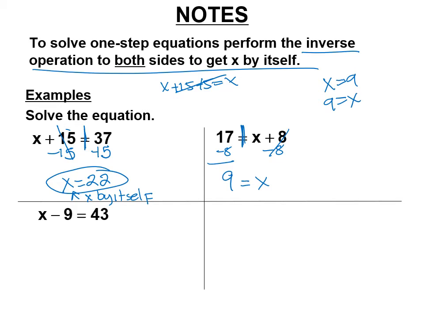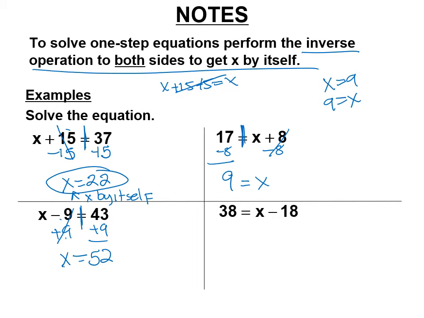Okay, so when it was add, we subtracted. So what do we do when it's subtract in the problem? Well, we add, right? Because negative 9 plus 9 is 0. That creates x by itself. Notice the first time you're doing it, you're not getting the answer. You're getting x by itself. That's our goal. Then you do it to the other side of the equal sign. 43 plus 9 equals 52.